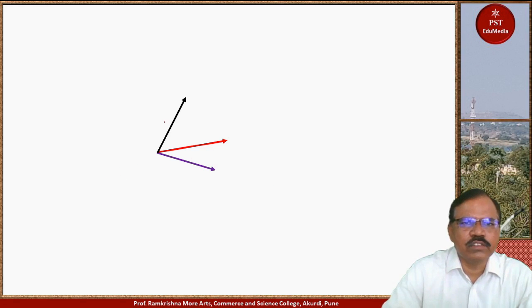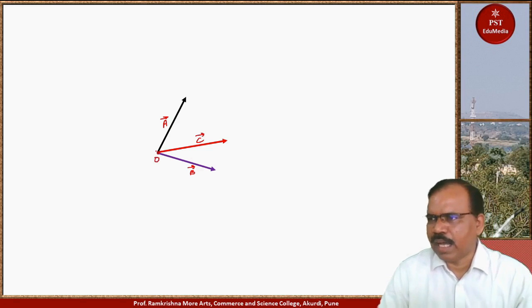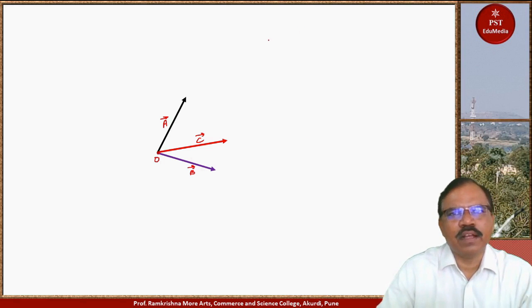So here, suppose again I take three vectors. This one is vector A, this one is vector B, and this one is vector C. And suppose this is the origin O, so they originate from point O. These are three vectors, and we have to take A cross B cross C.